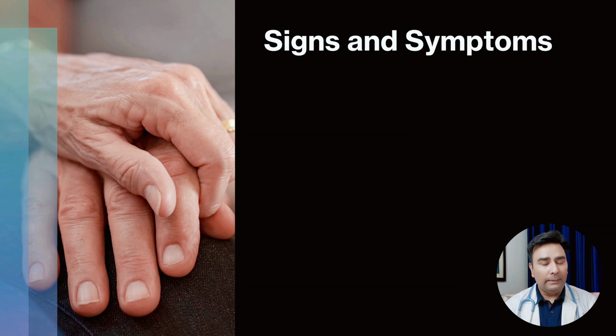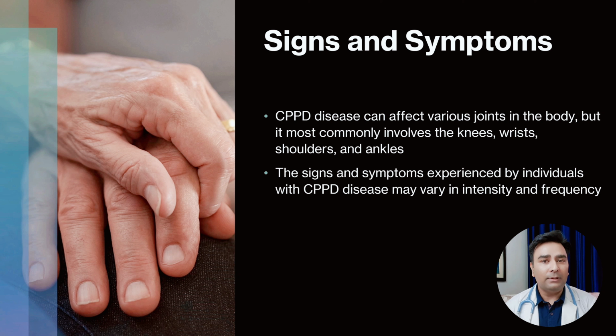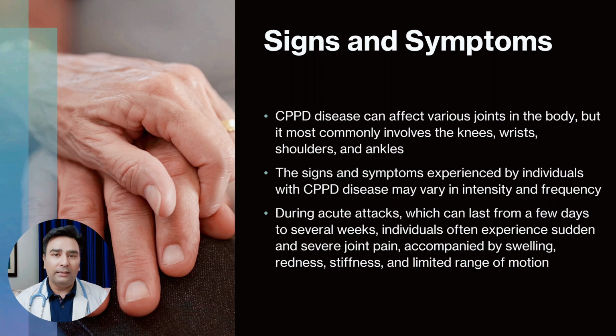Signs and symptoms. CPPD disease can affect various joints in the body, but it most commonly involves the knees, wrists, shoulders, and ankles. The signs and symptoms experienced by the individual with CPPD disease may vary in intensity and frequency. During acute attacks, which can last from a few days to several weeks, individuals often experience sudden and severe joint pain, accompanied by swelling, redness, stiffness, and limited range of motion. These attacks can reoccur intermittently with periods of remission in between.